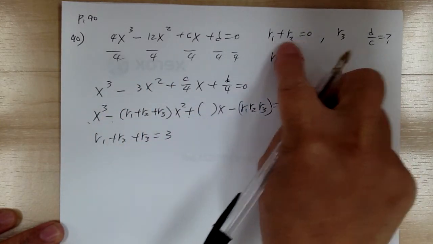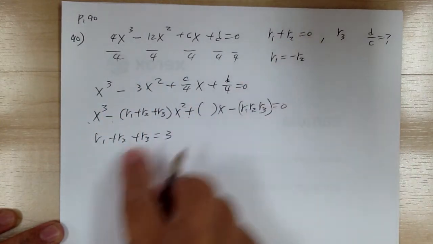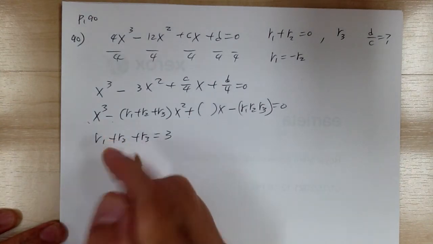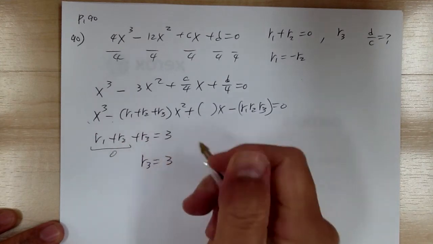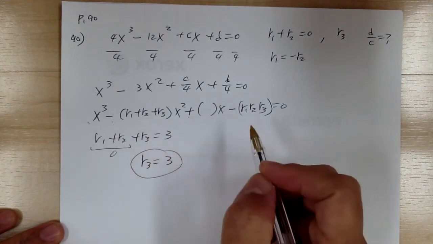But from here, r1 plus r2, they're opposite, so they add up to 0. So this part is equal to 0. So that means r3 equal to 3. Okay, so just keep that in mind.